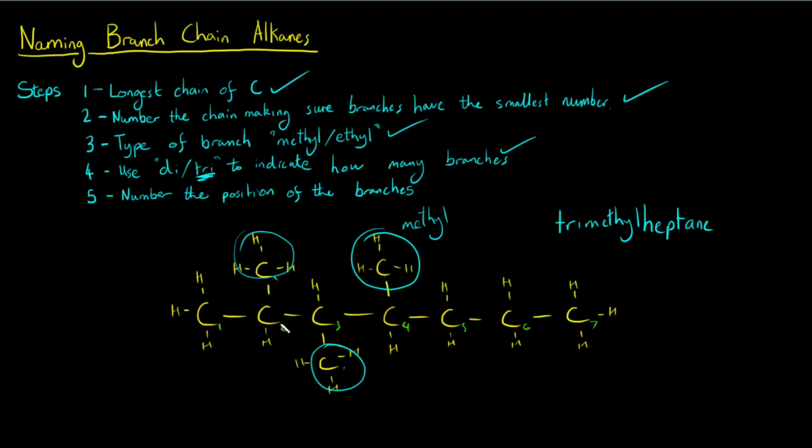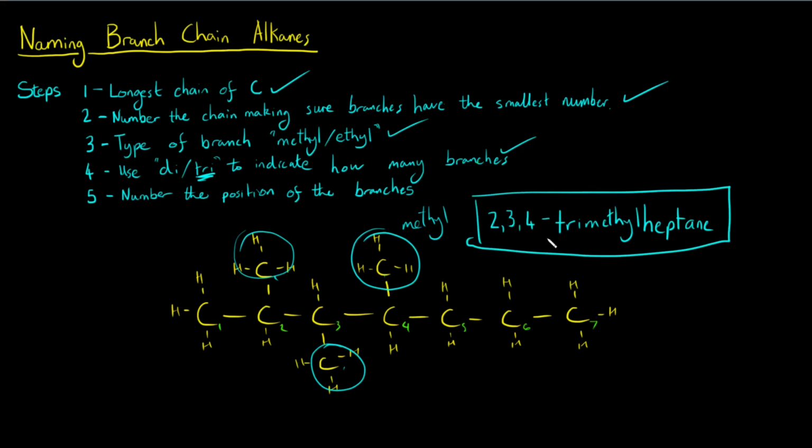And let's take us on now to the last step, number the position of the branches. We've got a branch on number 2, comma, a branch on number 3, comma, and a branch on number 4, dash. And there is our final name, 2,3,4-trimethylheptane. You always put commas in between the numbers, and you put a dash in between the number or the numbers and the words.